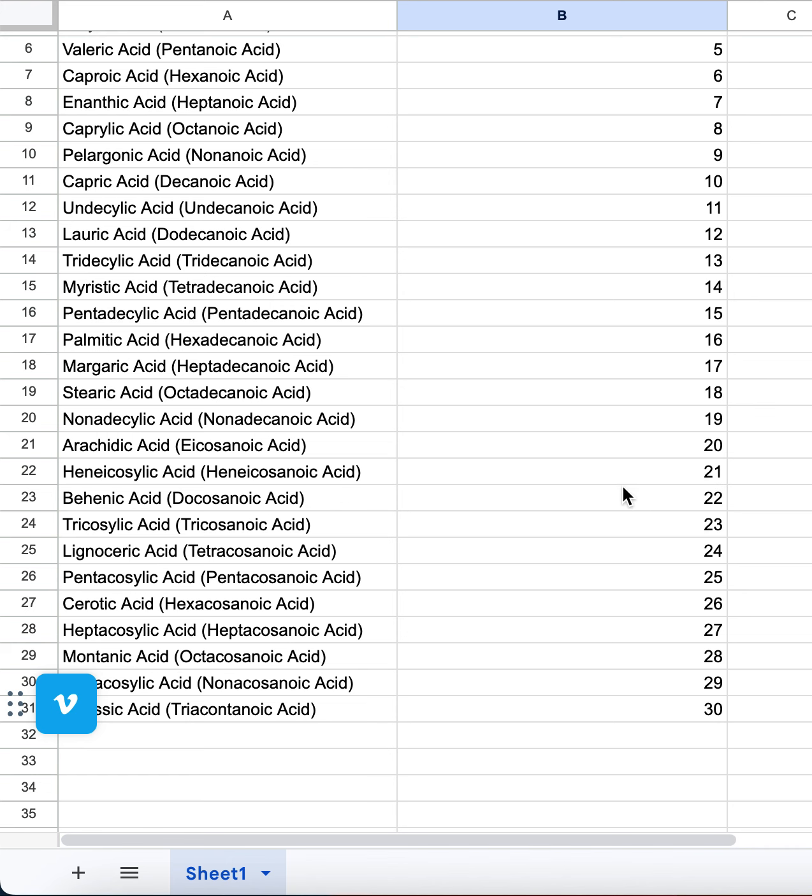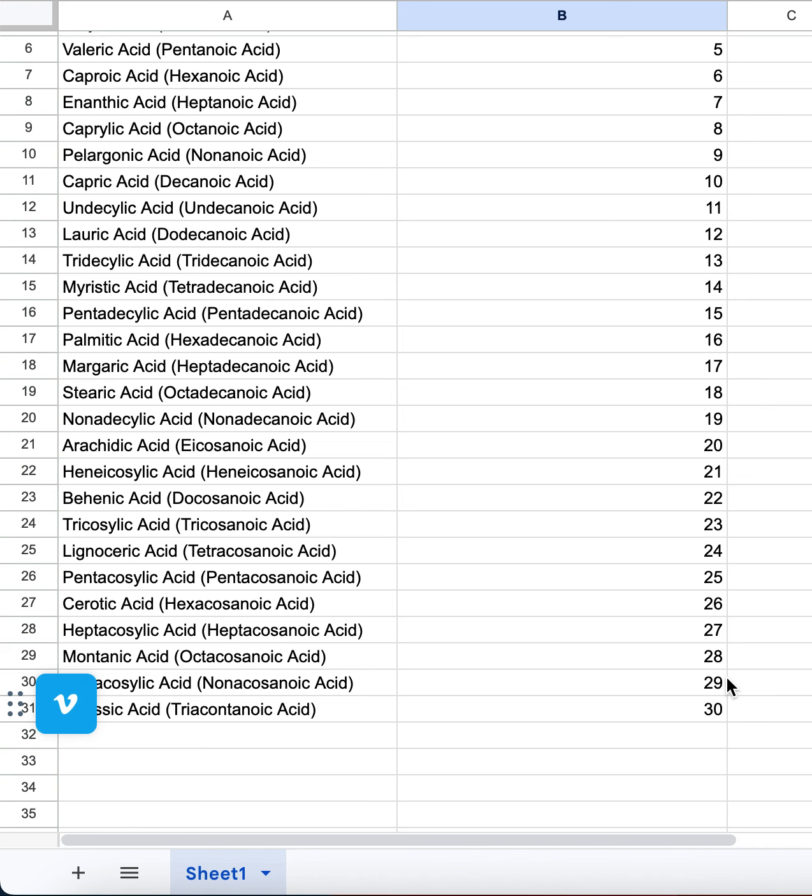Heneicosylic acid, 21. Behenic acid, 22. Tricosylic acid, 23. Lignoceric acid, 24. Pentacosylic acid, 25. Cerotic acid, 26. Heptacosylic acid, 27.